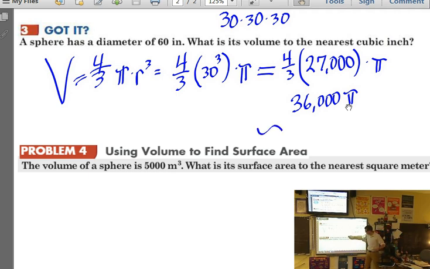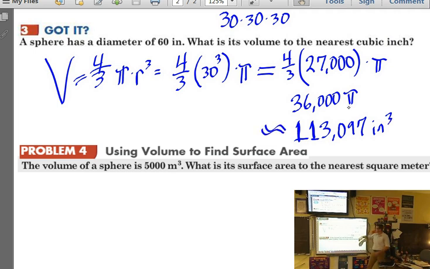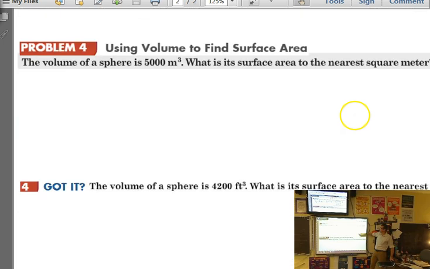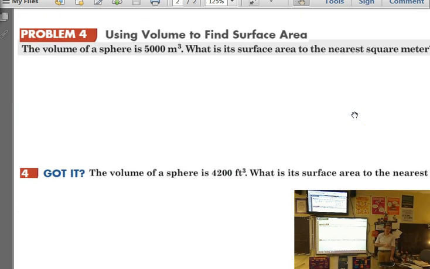Then give it to me. 113,097 inches cubed. I got it. We have video proof that I have it. It could have been someone else. It's so weird because they said it at the same speed. I know, it's creepy when they say it at the same speed. Well, it wasn't as creepy as when Carmen and Brian were saying it at the exact same time.